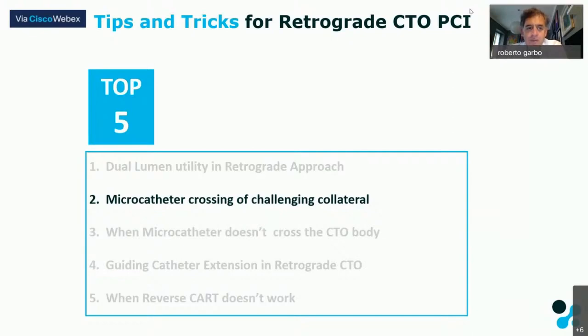If you go retrograde with your microcatheter, your success rate is more than 90% of cases. But if you're not able to cross the collateral with the microcatheter, you are going to fail for sure. The third point is that after crossing the collateral, you need to cross the CTO body with the microcatheter, and sometimes it's not possible. So I will show some cases of the first point, and Alessio and Gabriele will comment on these cases.